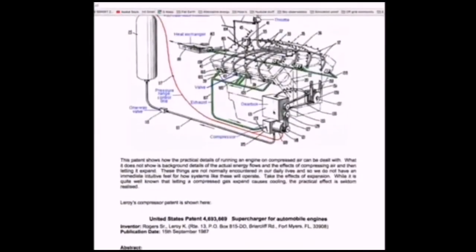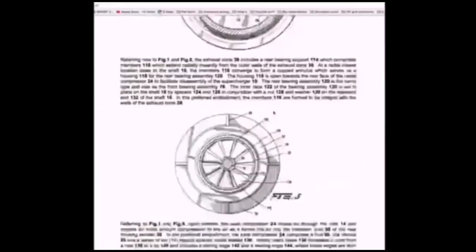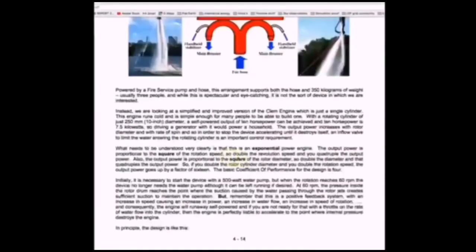What you need to understand very clearly is that this is an exponential power engine. The output power is proportional to the square of the rotation speed. So double the revolution speed and you quadruple the output power. Also, the output power is proportional to the square of the rotor diameter. So double the diameter and that quadruples the output power. So if you double the rotor cylinder diameter and double the rotation speed, the output power goes by a factor of 16.